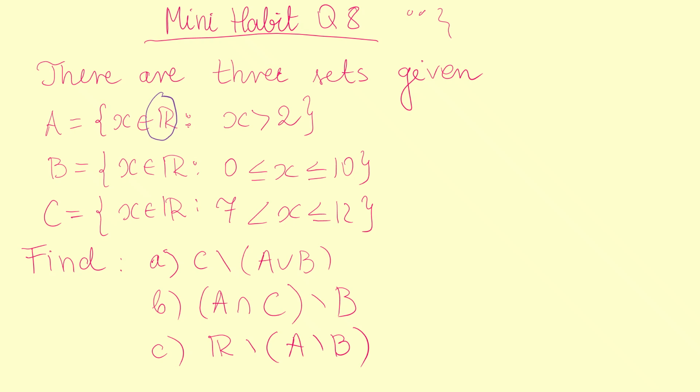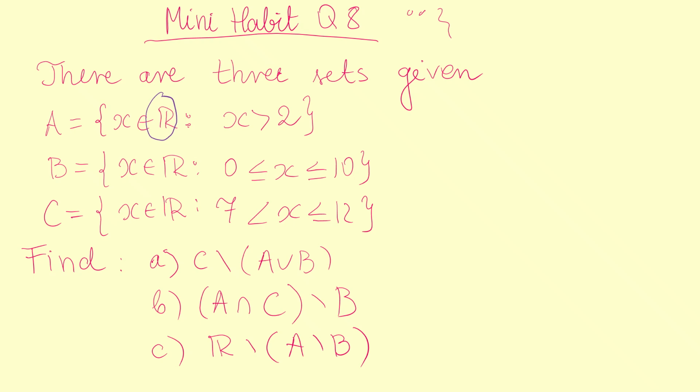Set B is created from elements which are numbers, again real numbers, but this time these numbers are from 0 to 10, okay? They can be 0 and they can be 10. Set C, real numbers again, but this time these numbers are between 7 and 12. So more than 7, less or equal to 12.